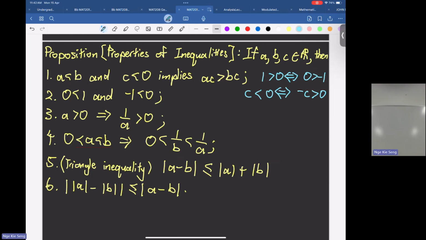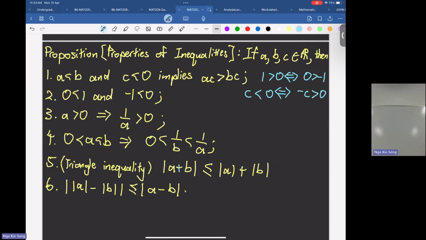Actually, the fifth one is the most important thing throughout this course. You're going to use this. You have to memorize this. This is the triangle inequality. Okay, triangle inequality means, wait, I think I put something wrong here. So it should be the length of A plus B is less than or equal to the length of A plus the length of B.